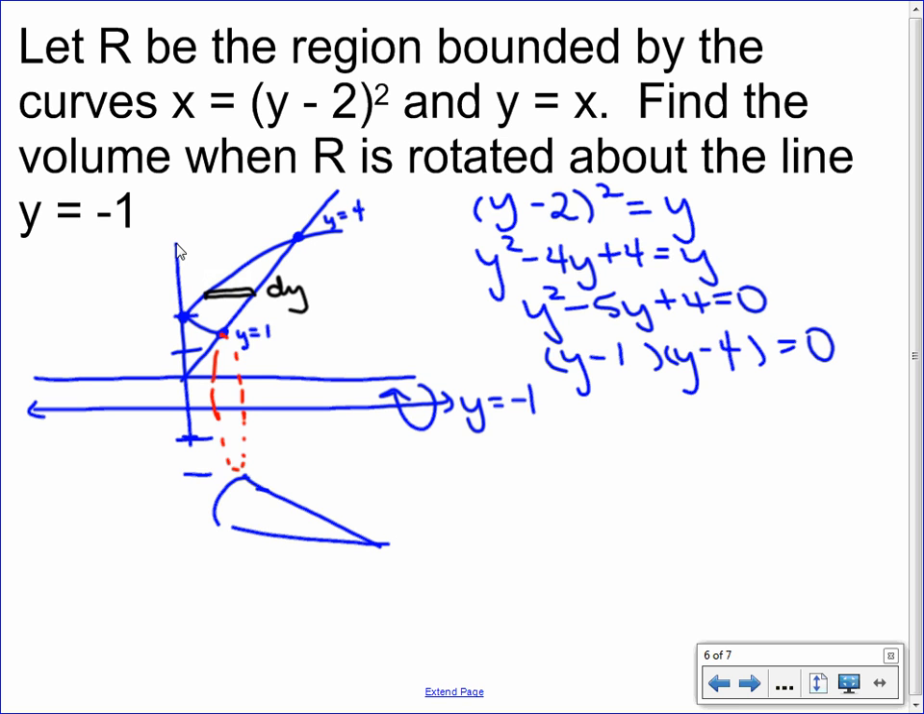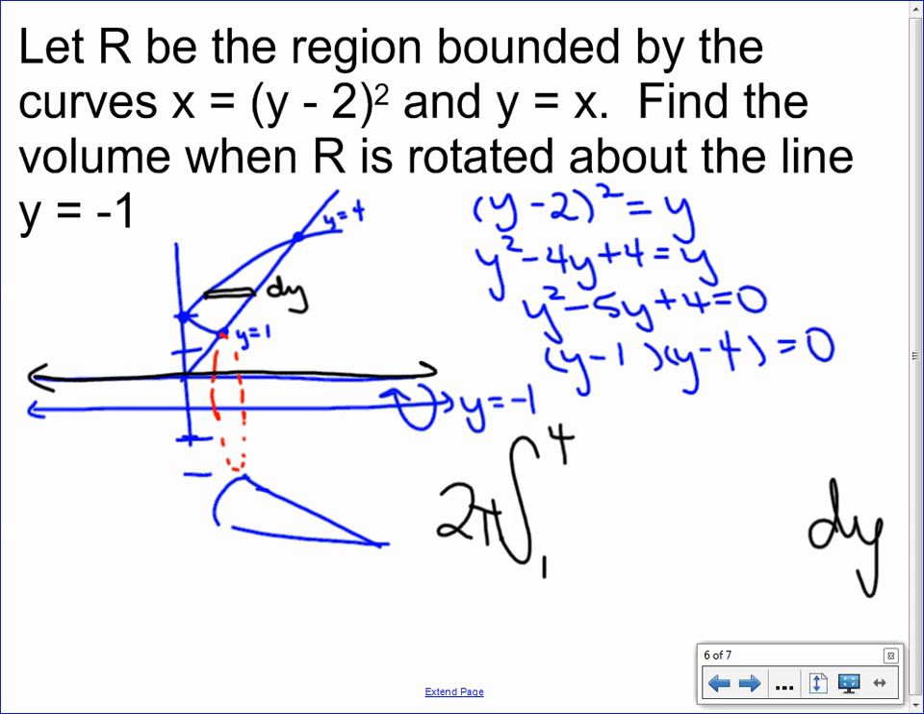Okay, so 2 pi r h times the thickness. We know our limits of integration are 1 to 4. Let's talk about the radius. Okay, here's my x-axis right here. So what's the distance from each of my rectangles to the x-axis? It's y. But my radius goes to here. So from here to the x-axis is y. But how much further do we need to go? We need to go one more unit. So our radius is y plus 1.